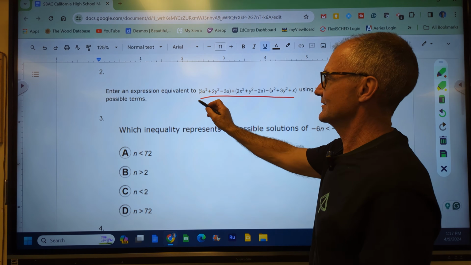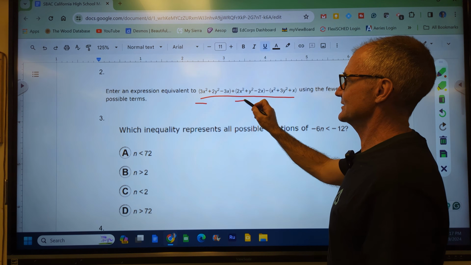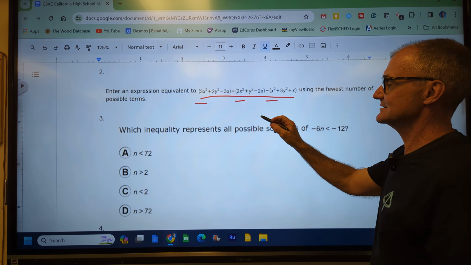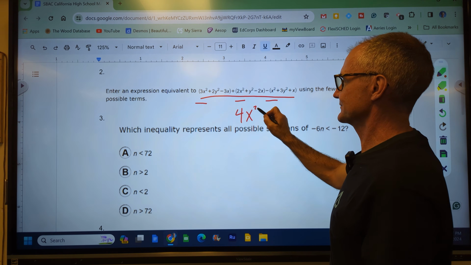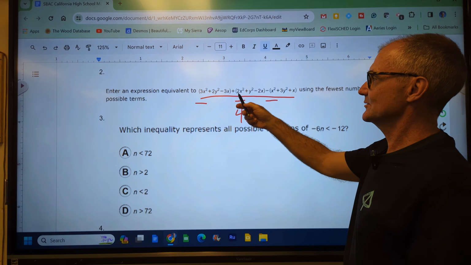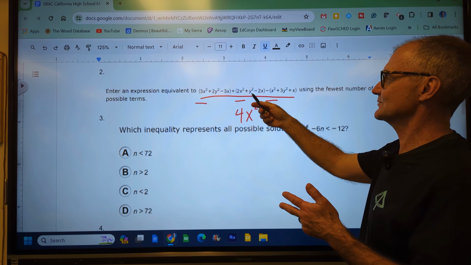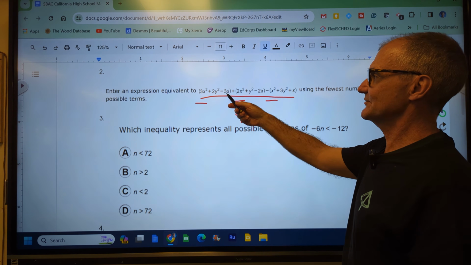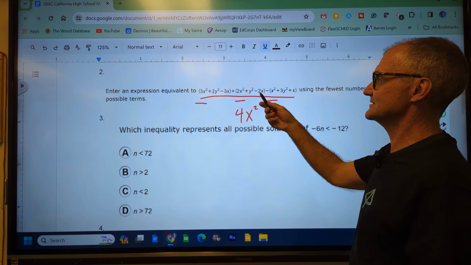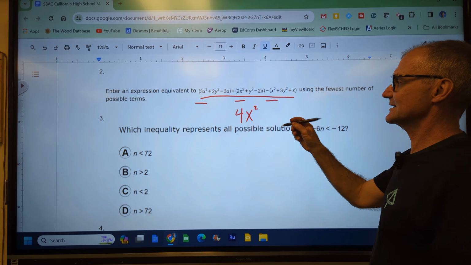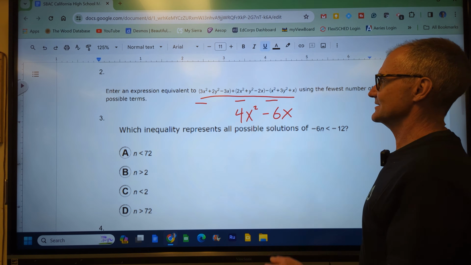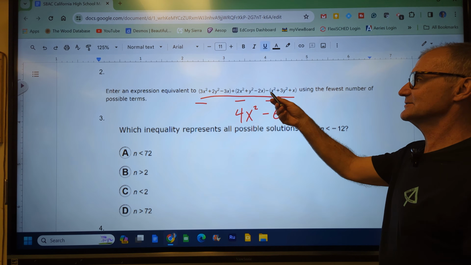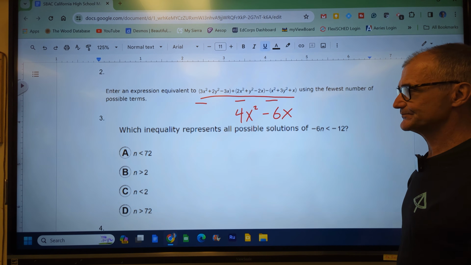So let's go ahead and do this. 3x squared plus 2x squared is 5x squared, minus 1x squared, is 4x squared. 2y squared plus 1y squared is 3y squared, minus 3y squared. They cancel out. Negative 3x minus 2x, negative 5x, minus 1x, minus 6x. So the question is, can you combine similar terms? And the trick is, do you know to distribute that negative through the quantity?